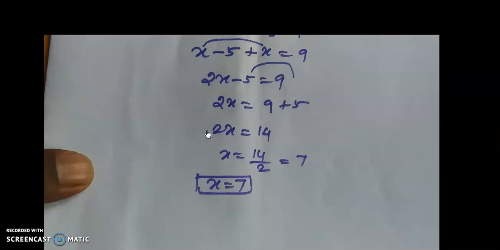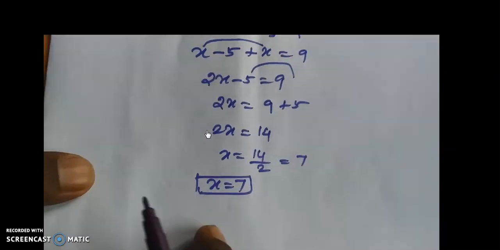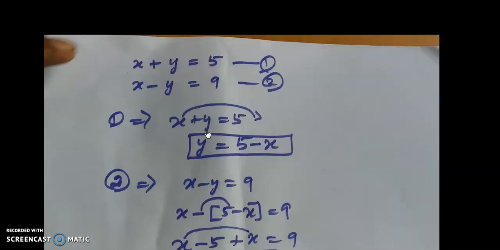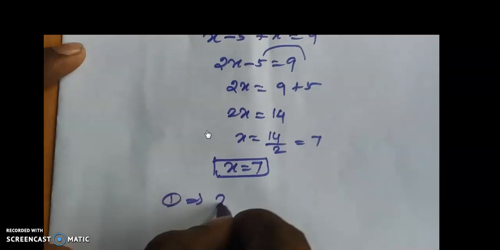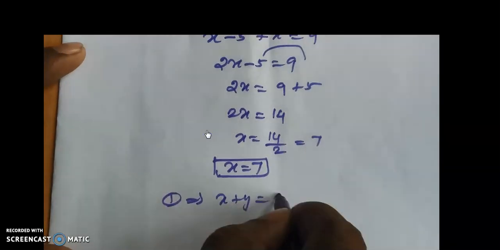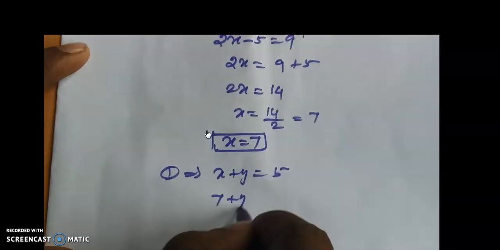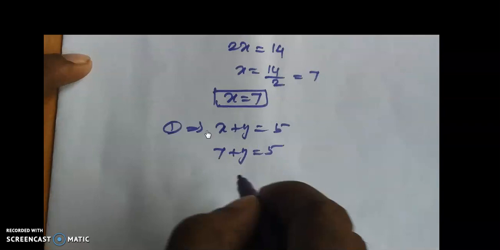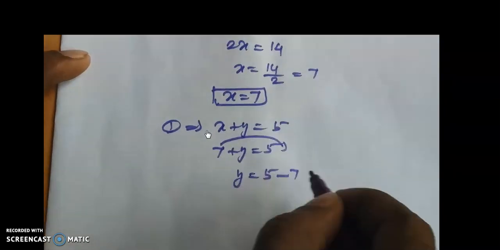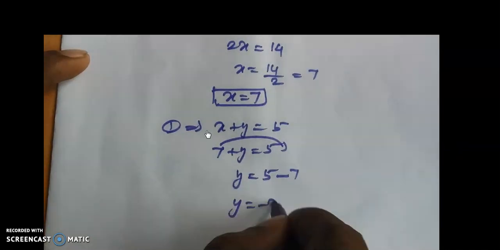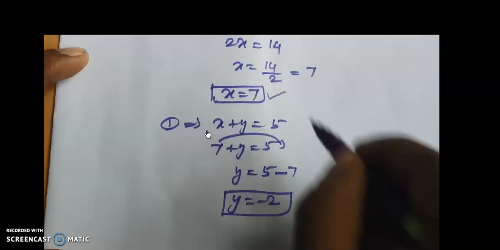Next, I am going to find out the value of y. So substitute the value of x in either of these equations 1 and 2. Right? So let us take equation number 1, that is x plus y equal to 5. Now substitute the value of x here. So 7 plus y equal to 5. Therefore y equal to 5, and bring that 7 from the left to the right hand side, it will become minus 7. So y equal to minus 2. So now that is the value of y. Right? So the value of x is 7, the value of y is minus 2.